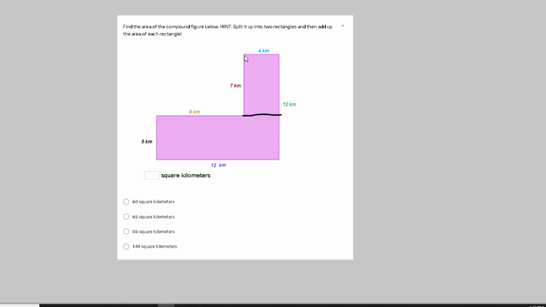So let's see. We need to find the area of this rectangle here. Well, this is our length. We have a 7 and a 12. Well, I know 12 is bigger than 7, so 12 must be referring to this whole side, which we don't want, right? Because we're trying to just find the area of this rectangle. We don't want this extra here. So that must mean that the 7 kilometers must be the width of it. So we do 7 times 4 to give us 28 square kilometers here.